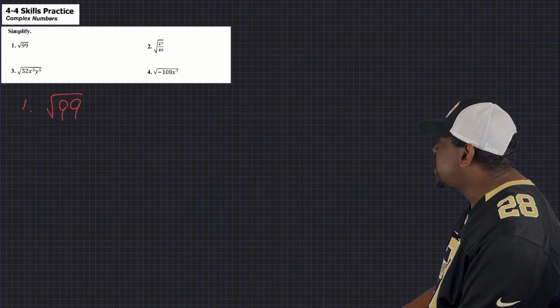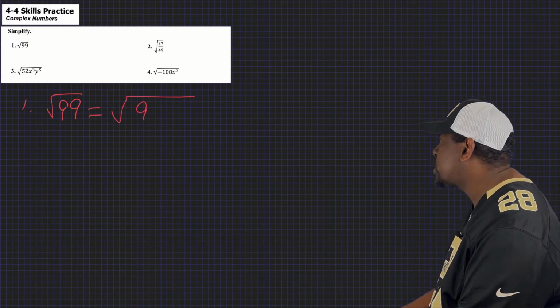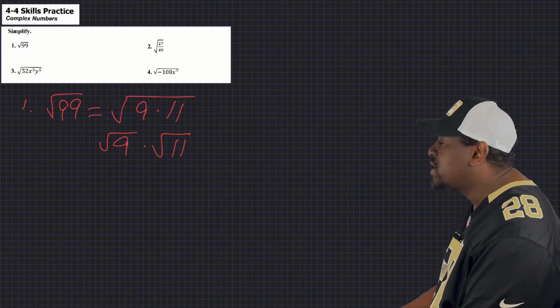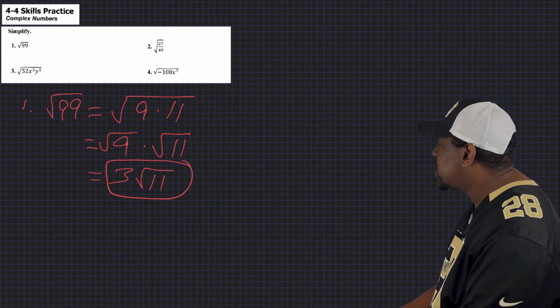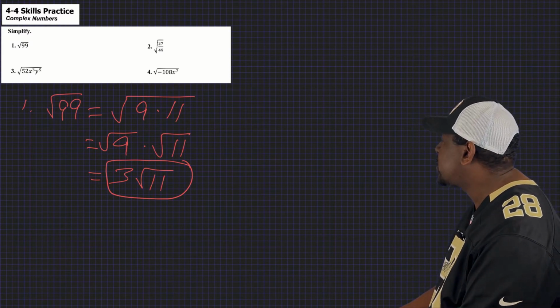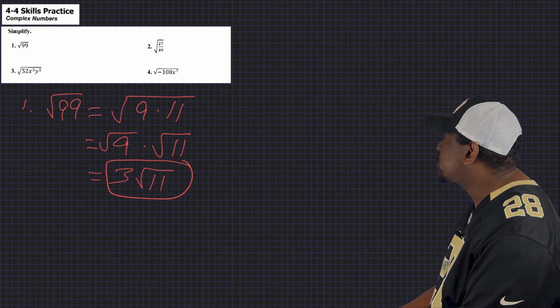So the square root of 99 is our first problem. Since it is not a perfect square, meaning there is no number squared that's equal to 99, the way you simplify a radical is you find a perfect square that is a factor of 99. Since 9 is a perfect square, and we know 9 goes into 99 11 times, we break the square root into 9 times 11. We take the square root of each of the factors, the square root of 9 and the square root of 11. So the square root of 9 is 3, and we put 3 times the square root of 11 as our final answer. So we're done with our first problem.